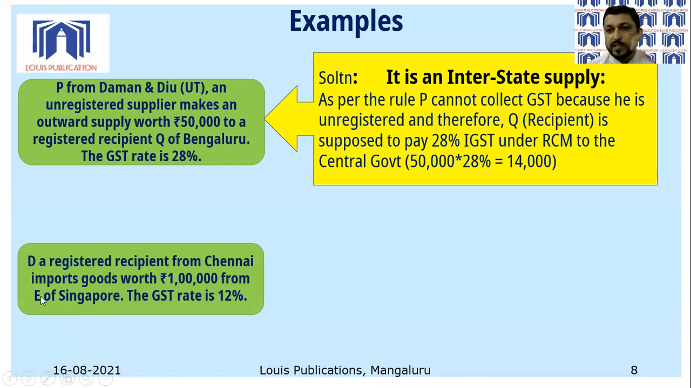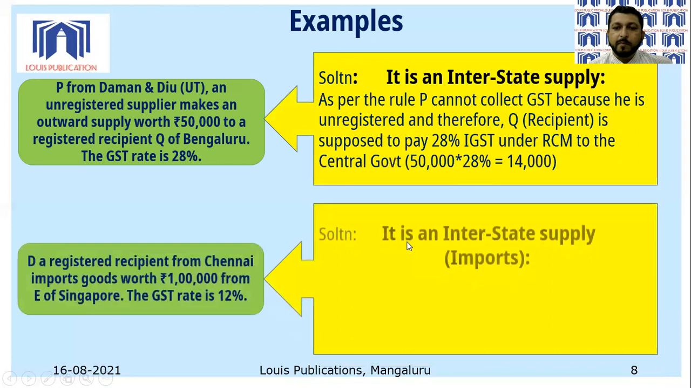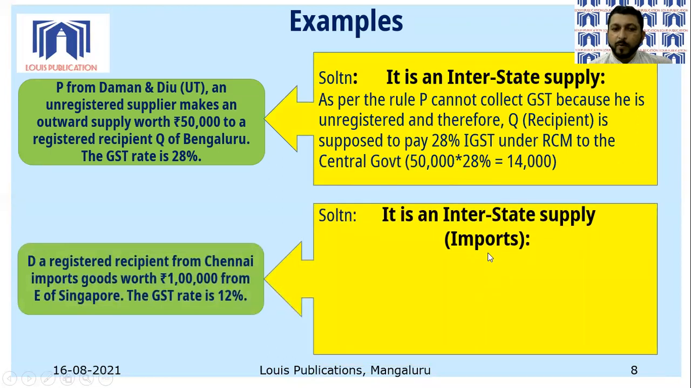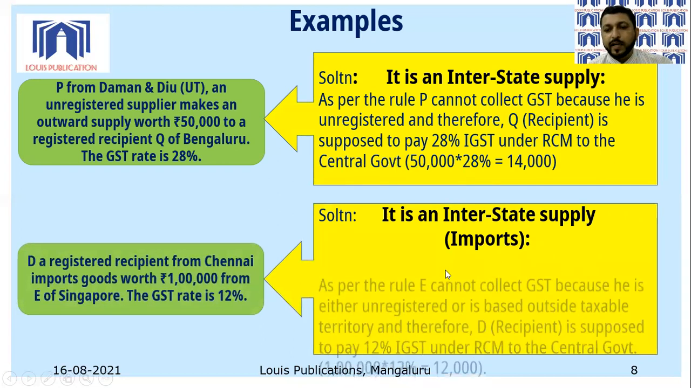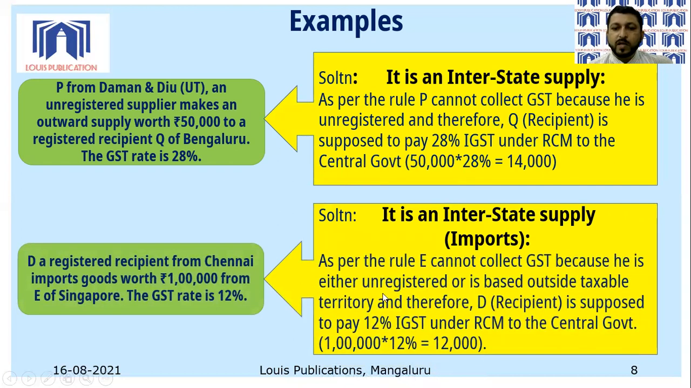who is based in Singapore, need not register under GST, first part. Second part, very important, he is outside the taxable territory as far as GST is concerned. And this import is also an example of interstate supply, specifically imports. Now, E definitely is not going to collect GST because he need not be registered. The second party is outside the taxable territory, that is, he is based in Singapore.